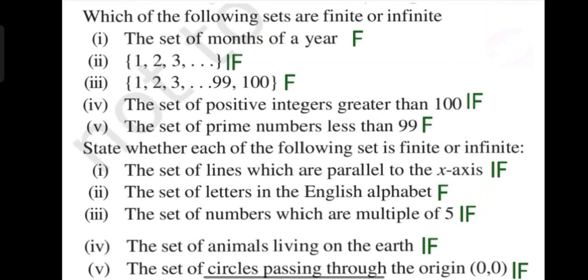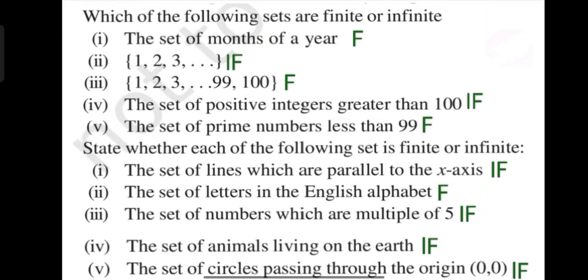And the set of all lines which are parallel to the x-axis, we can draw as many lines as we wish parallel to the x-axis because it is a plane and there is plenty of space to draw, so we can draw as many lines as we wish that are parallel to the x-axis, so it represents an infinite set. And the set of all letters in the English alphabet, it is clear that there exist 26 letters in the English alphabet starting from A and ending with Z. Okay, so definitely it is a finite set.